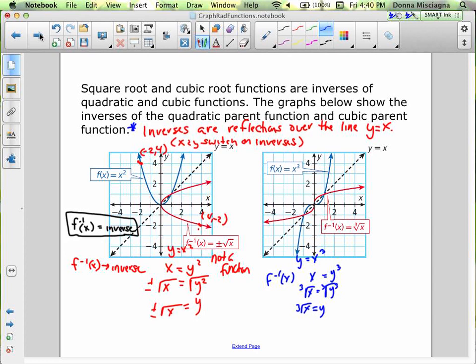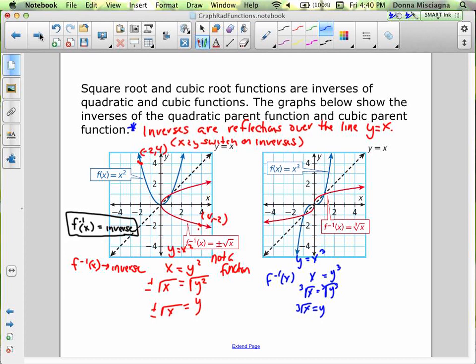If you aren't familiar with inverse notation, that -1 on the f does not mean f raised to the -1 power. It signifies inverse, right? So that -1 signifies inverse. All right, so now when we look at the red graph, which is the reflection of f of x equals x squared over the line y equals x, we can see it's not a function. It fails the vertical line test.